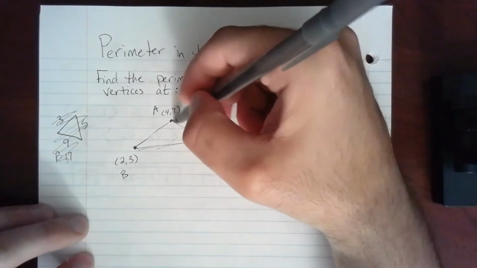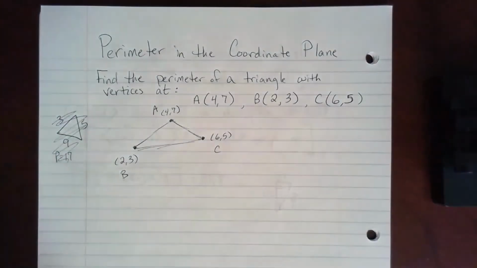Notice that I don't really care if this shape is super well drawn, because that's not what they're asking me to do. They didn't say draw a perfect sketch of this triangle. They said find the perimeter of the triangle. Now, thankfully for a triangle, the diagram isn't as necessary.